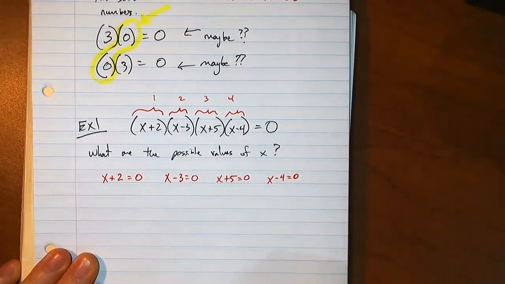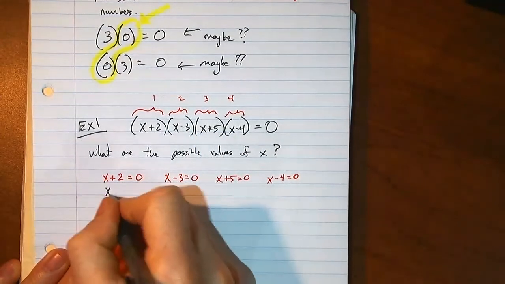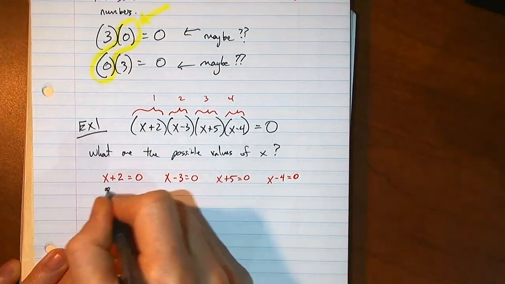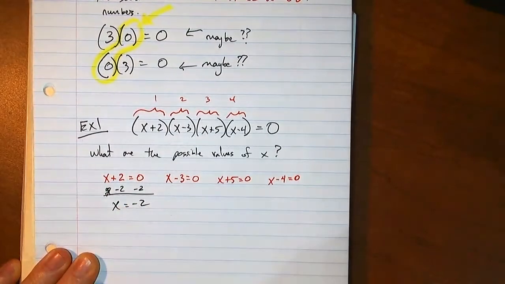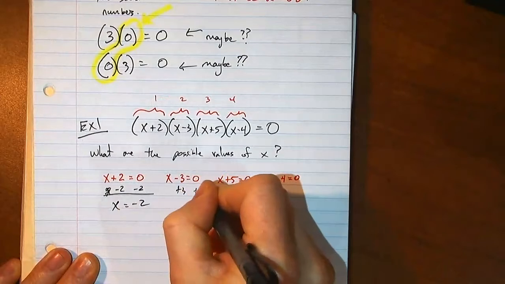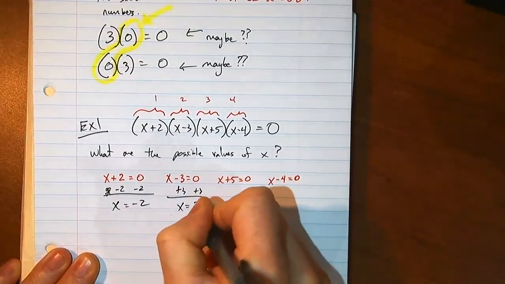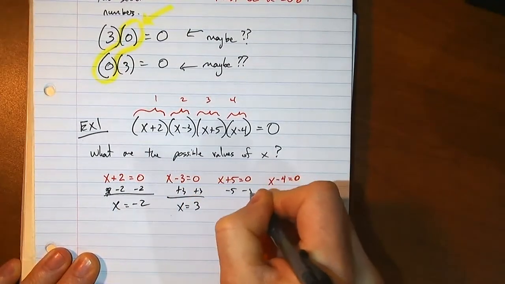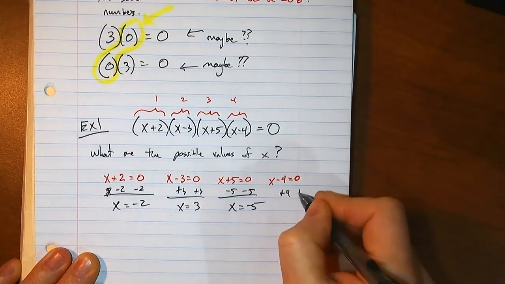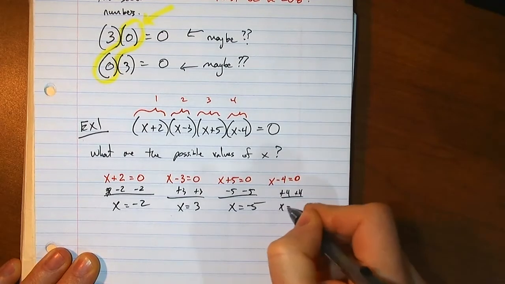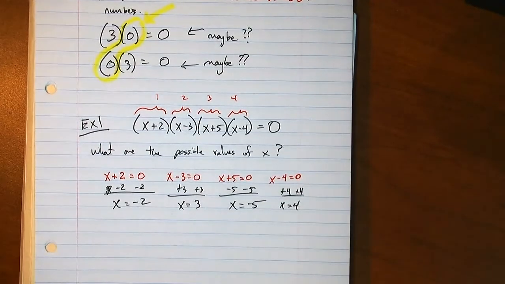And so if I go through and I solve this, subtract 2 from both sides, x is -2. Add 3 to both sides, x is +3. Subtract 5 from both sides, x is -5. Add 4 to both sides, x is 4. Okay, so I end up with 4 possible options of what x could be.